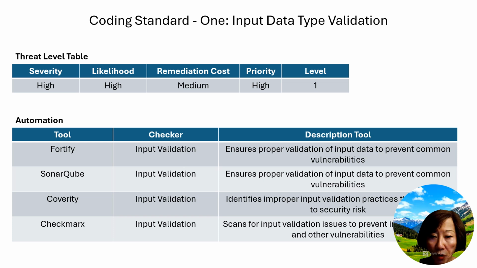Threat level table for input data type validation. Severity is high, likelihood is high, remediation cost, which is how much it takes to fix this problem, is medium, priority is high, and threat level is 1. Level 1 is the highest threat level. The automation table underneath it is listing 4 different automation tools that can do this input validation check: Fortify, SonarQube, Coverity, and Checkmarx. I hope I'm pronouncing all of the names correctly.